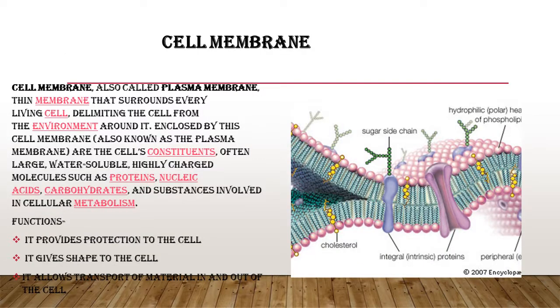In the same way, we have to see the functions of the cell membrane. It provides protection. Cell wall also provides protection, but cell wall is not present in all types of cells. So for the cells which do not contain a cell wall, the cell membrane provides protection. It gives shape to the cell. It allows the transport of material in and out of the cell. As we have discussed just now, it is semi-permeable in nature, so selective movement of particles takes place through the cell membrane.